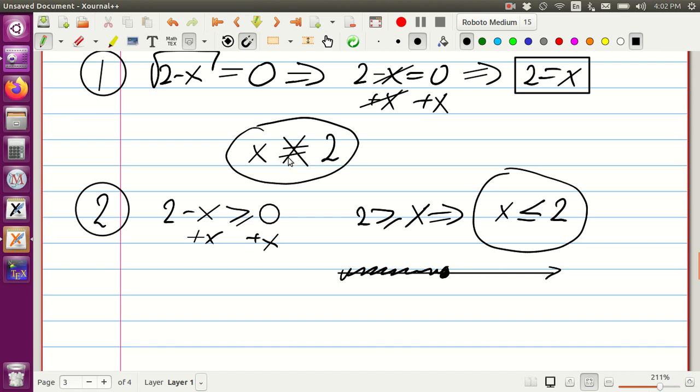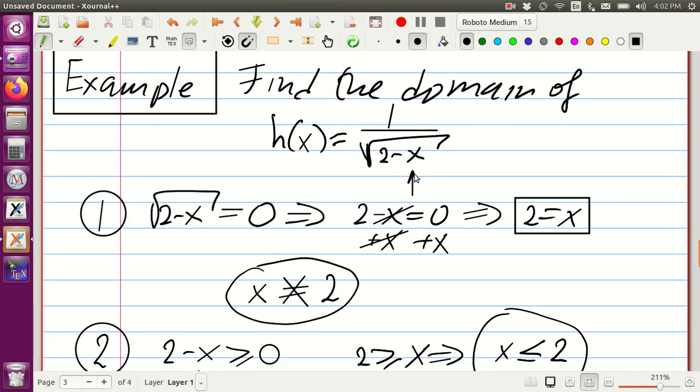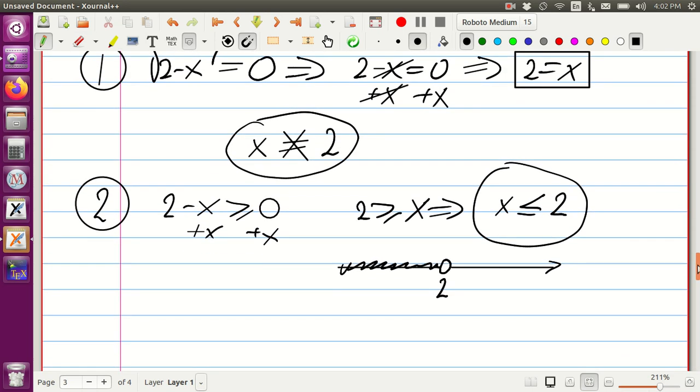So now I have to combine this together with this. And this tells me I can't really use number 2. So what I should do, I should put an empty circle over here, because if I use 2, then I will get 0 in the denominator of the function. So finally, my answer is that the domain of h is from -infinity all the way to 2.